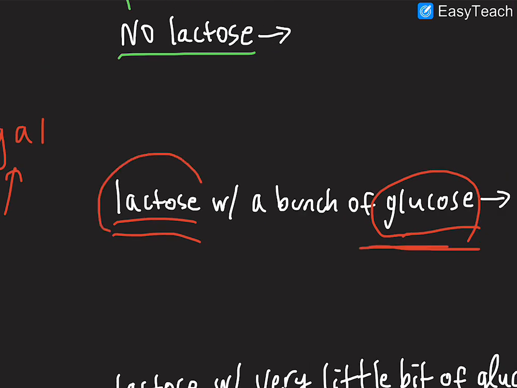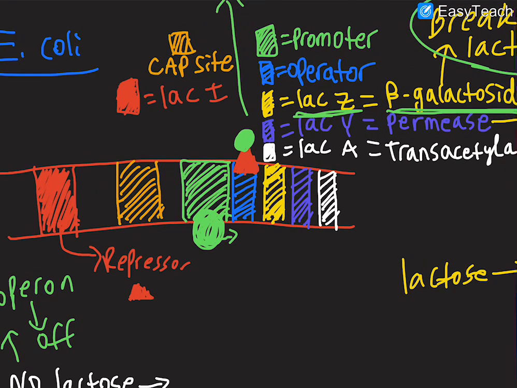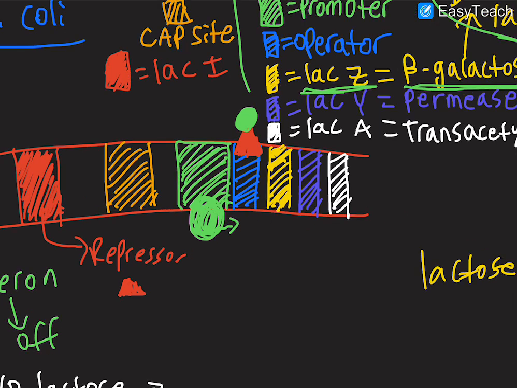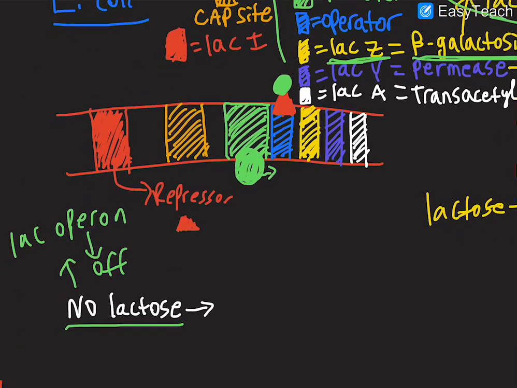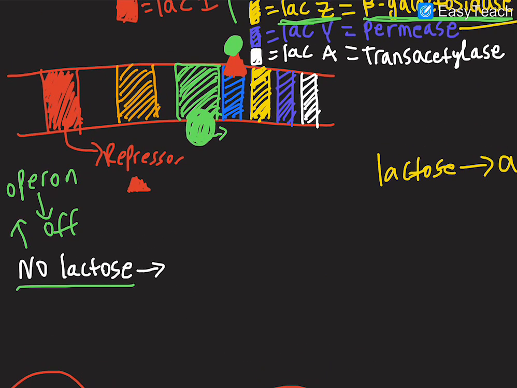So if you have lactose, but you also have a bunch of glucose, let's see how that's going to affect this. We said if you have lactose, you're going to have allolactose, which we said is in green right here. The allolactose will bind to the repressor, therefore freeing the repressor from the operator, and RNA polymerase will then transcribe the genes. So the Lac Operon will be on if we have lactose. But on top of that, we're saying we also have a bunch of glucose. Let's see how that affects us.